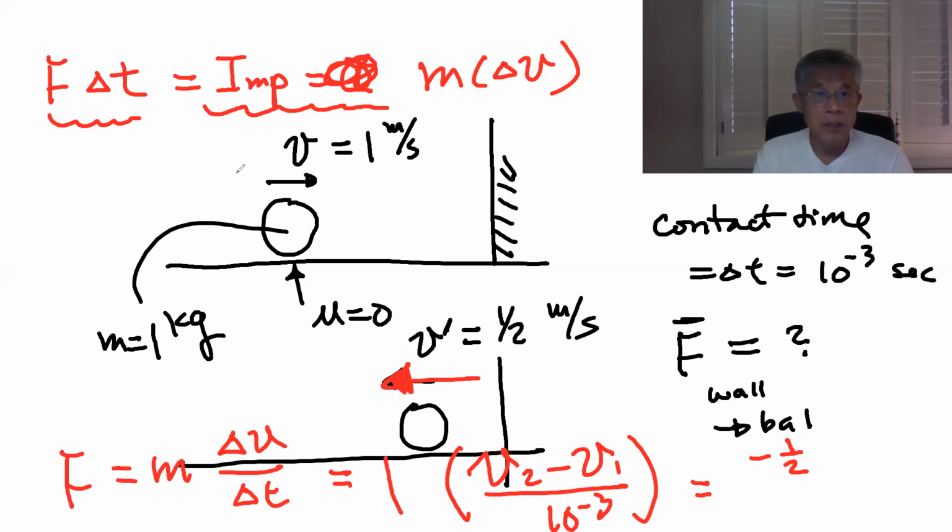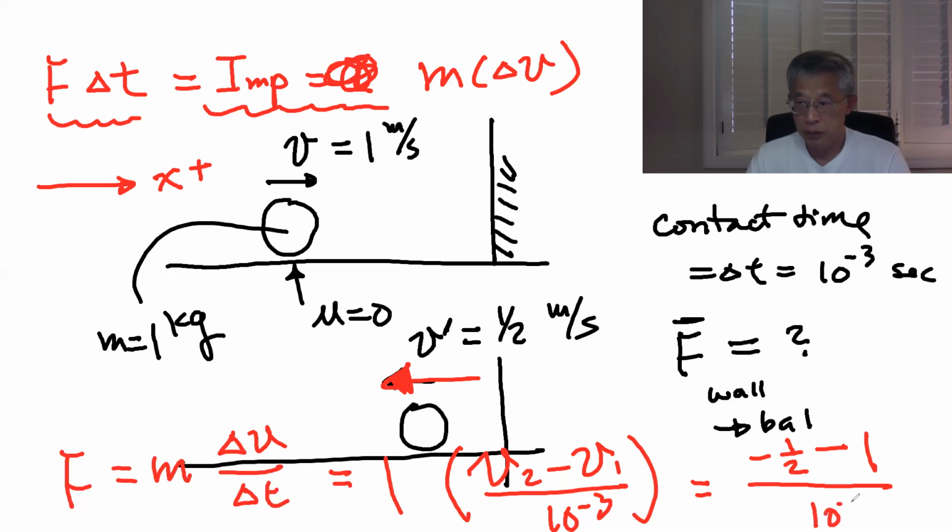And then minus v1, and this is going to the right. So we're basically saying the x positive is going to the right, so it's minus 1. And then this is over 10 to the negative 3, and the 1 is gone, we don't need the 1. So this is equal to minus 1.5 times 10 to the 3 Newton.